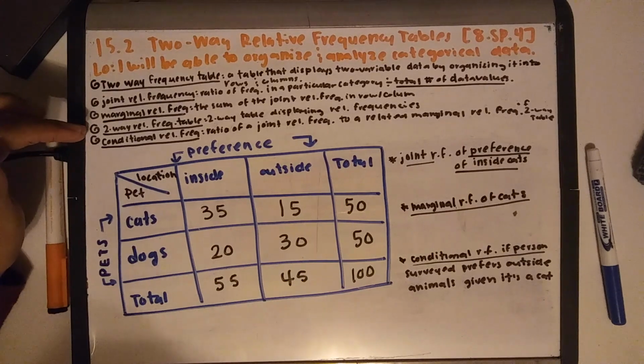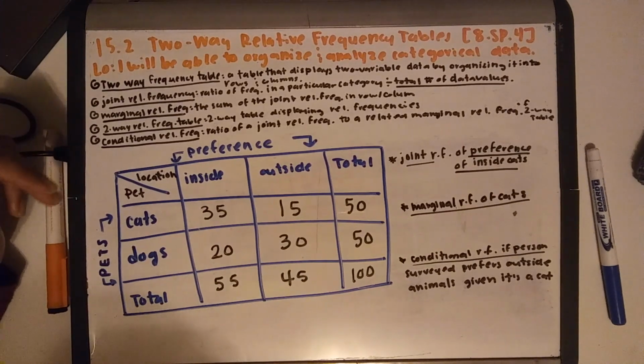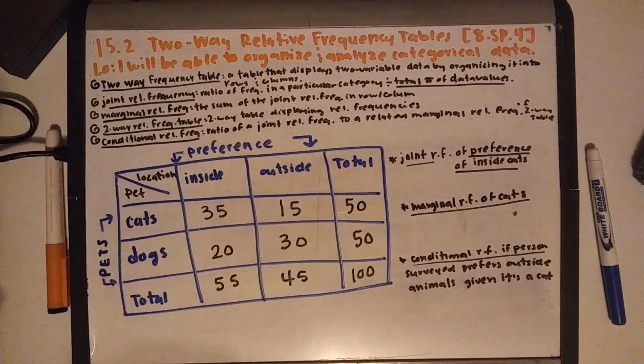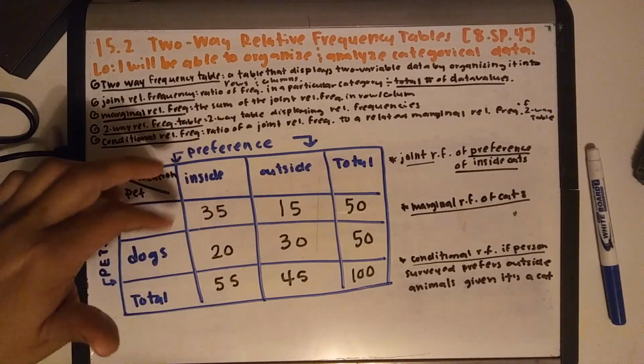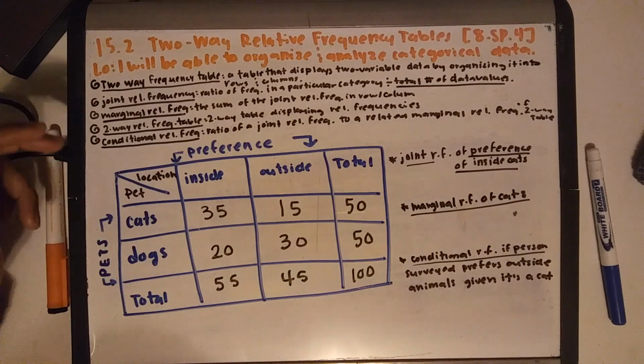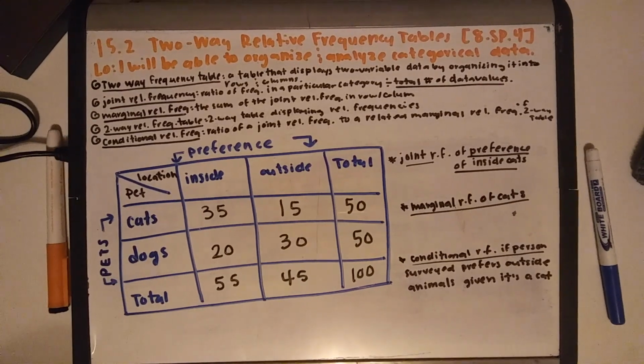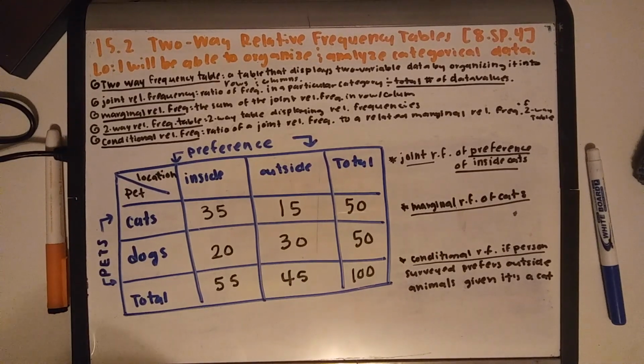And then two-way relative frequency is the same idea. Again, I'm showing in a two-way table how things are relative to each other. And then conditional relative frequency is the ratio of a joint relative frequency to a related marginal relative frequency in a two-way table. So that is how the joint is related to the marginal.